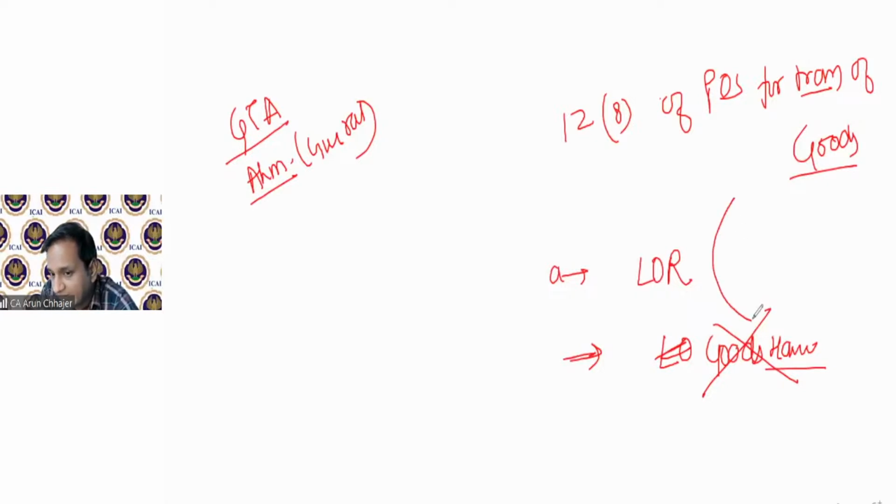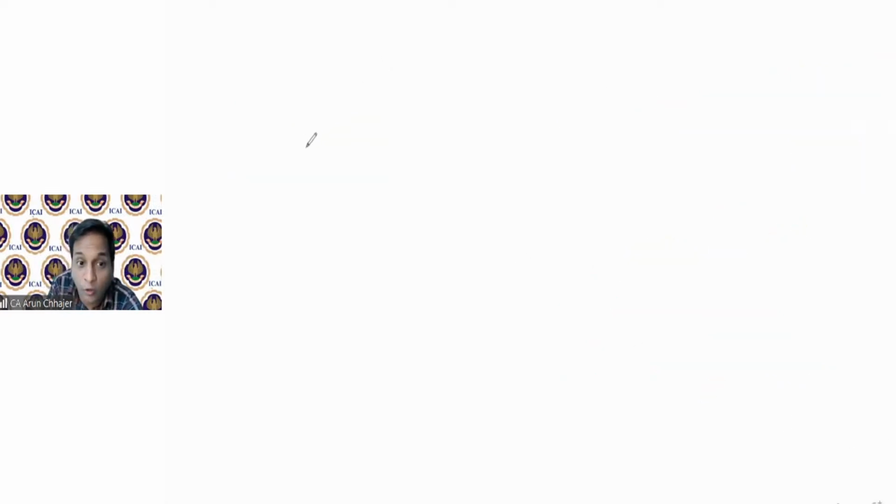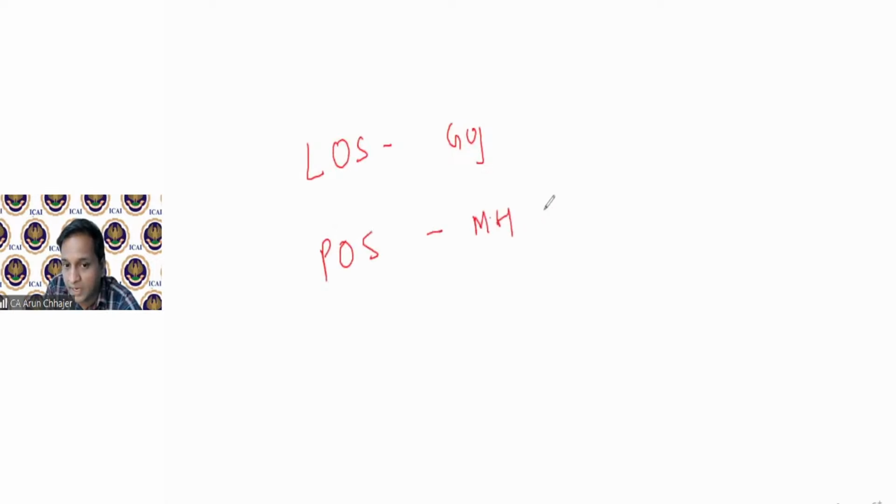The cash and carry limited is a registered party. So because of this clause, the location of recipient, which is Maharashtra, will be the place of supply. Now we know that the location of supplier is Gujarat, and the place of supply is Maharashtra.